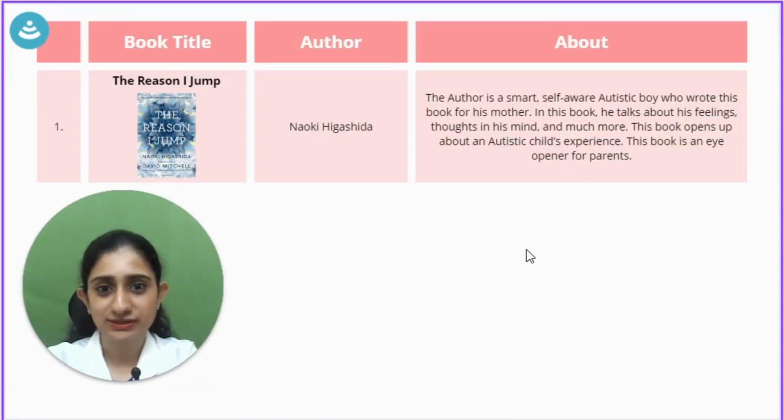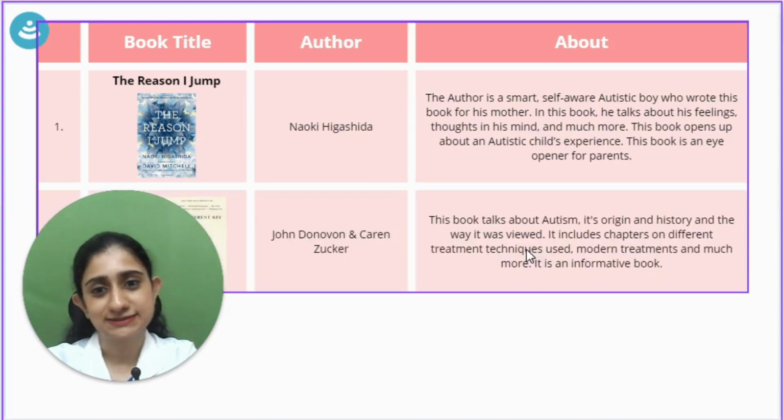So book number 1 is titled The Reason I Jump by Naoki Higashida. The author is a smart, self-aware autistic boy who wrote this book for his mother. In this book, he talks about his feelings, thoughts in his mind, and much more. This book opens up about an autistic child's experience. This book is an eye-opener for parents.